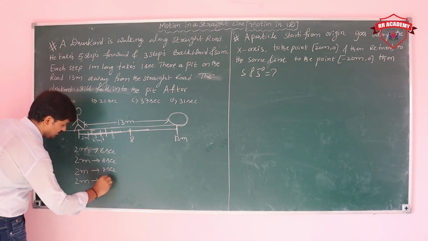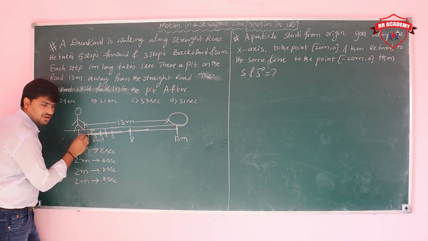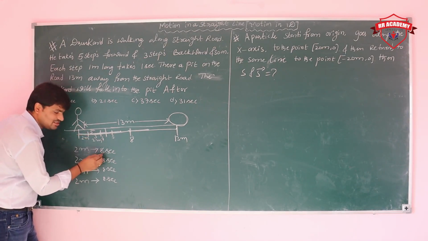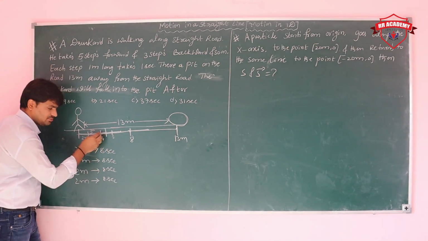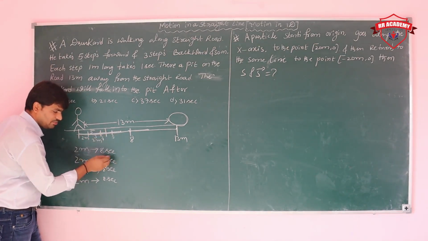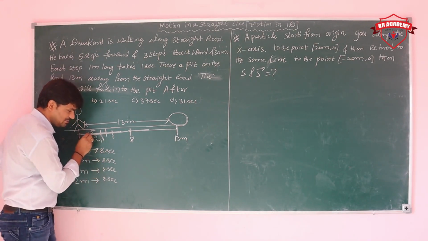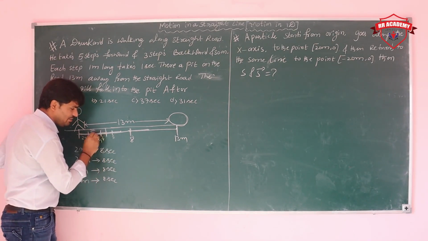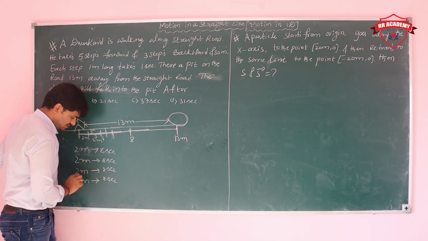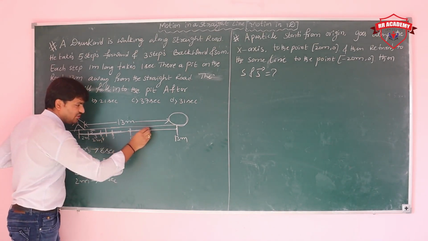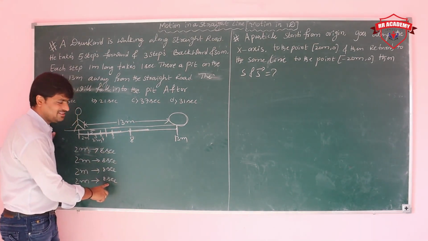Once again, from here to here, 5 meters forward, 3 meters backward, means displacement is 2 meters, time is 8 seconds. Again, 5 meters forward, 3 meters backward, again 8 seconds, 2 meters displacement. Again, 5 meters forward, 3 meters backward, means 2 meters, 8 seconds. 5 meters forward, 3 meters backward, another 2 meters, another 8 seconds.